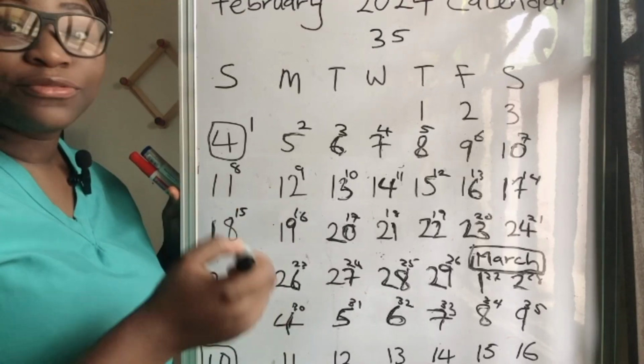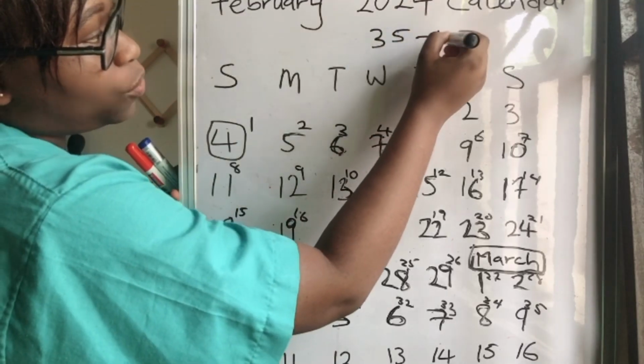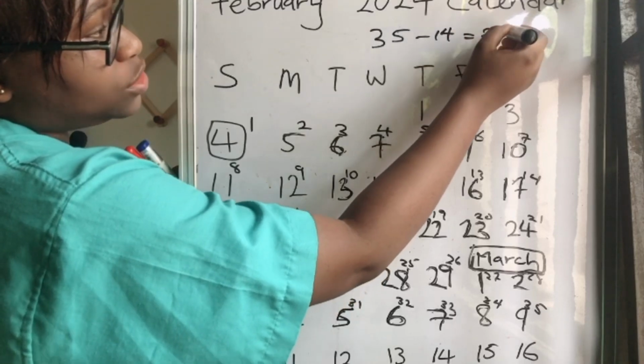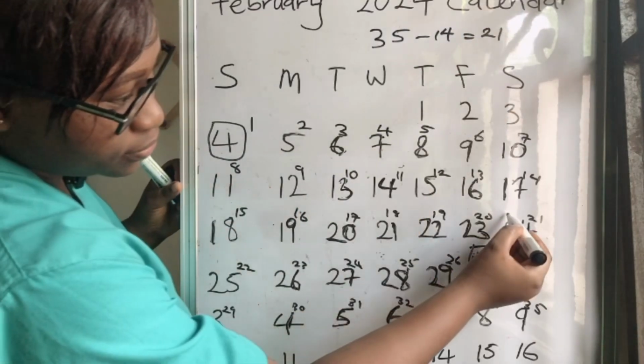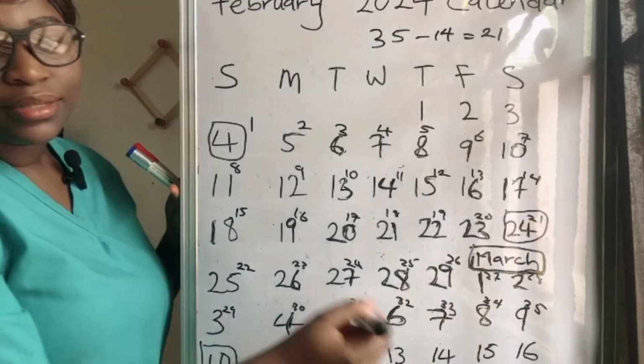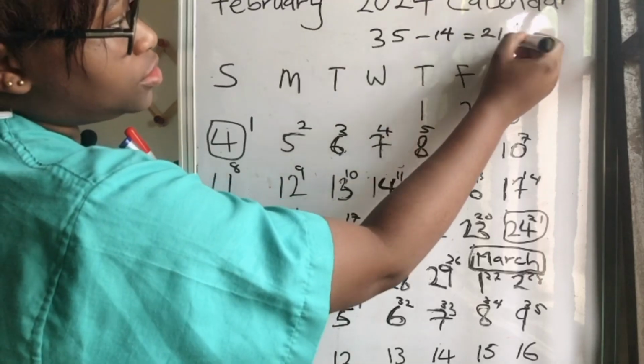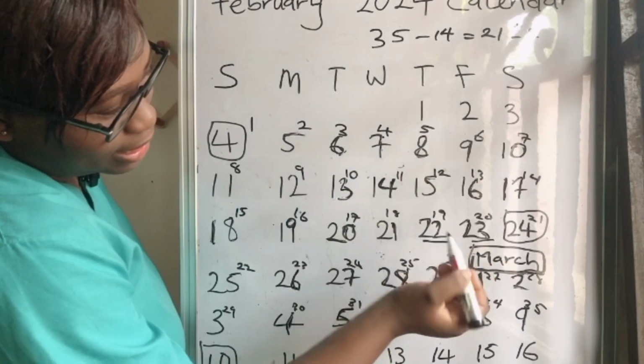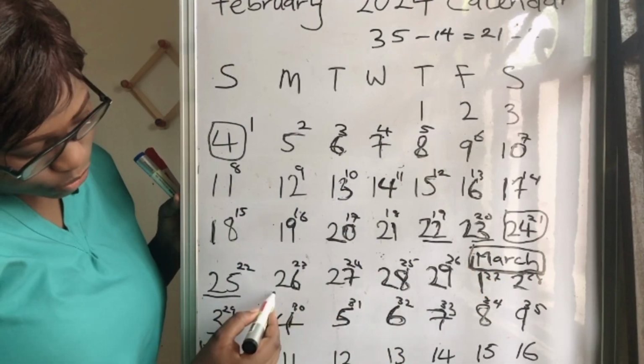So then you subtract 14 from 35 days, and what do you get? You get 21. Cycle day 21. This is her ovulation day. Plus or minus 2, 20 and 19. Plus 2 is 22 and 23.